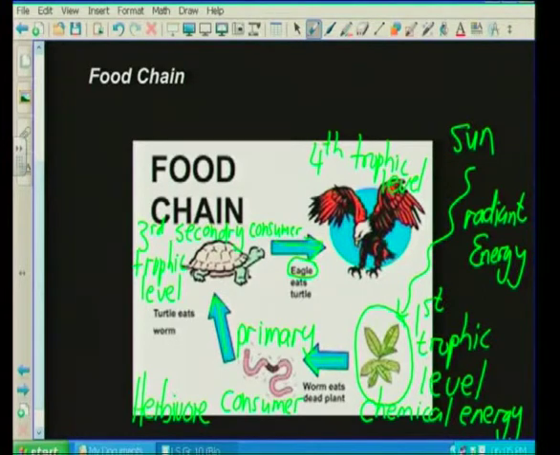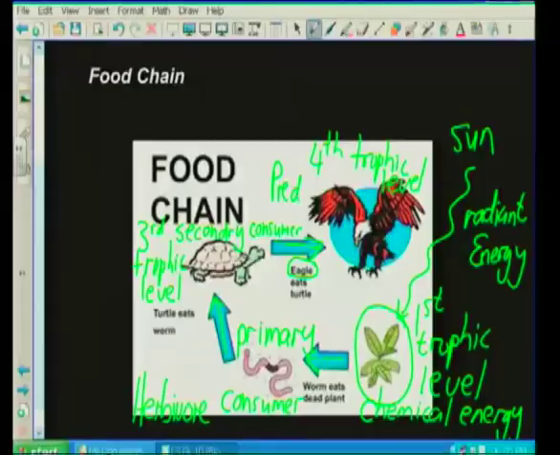So here comes an eagle, and the eagle is going to catch that turtle and consume it. So the energy flows from the turtle to the hawk. Because it hunts and kills its prey, we call it a predator. A predator is an animal that hunts and kills its prey. So it's going to hunt that turtle, kill it, and then eat it.